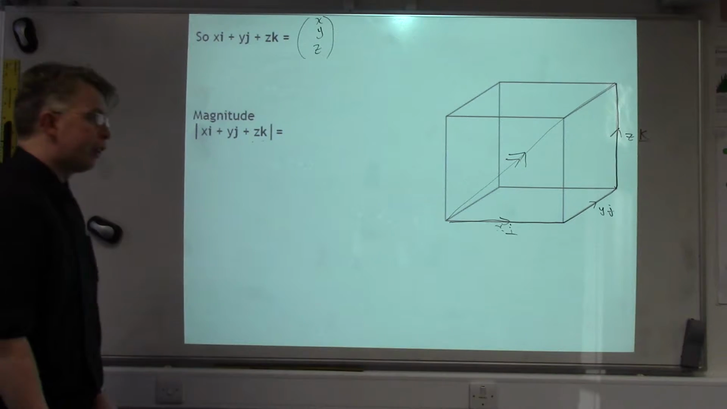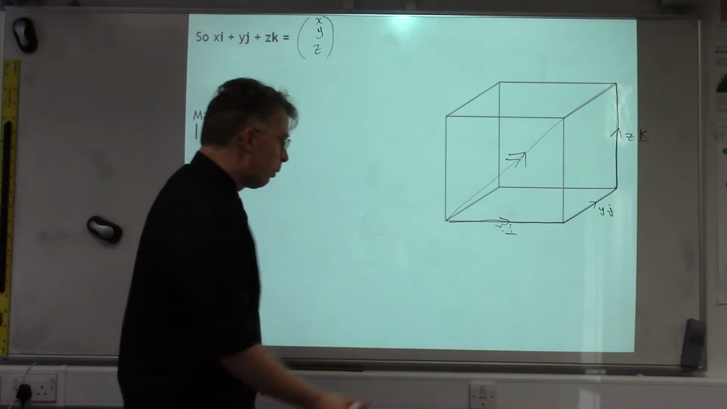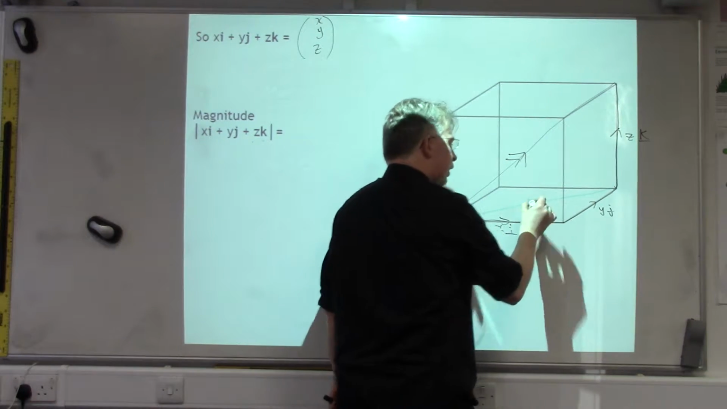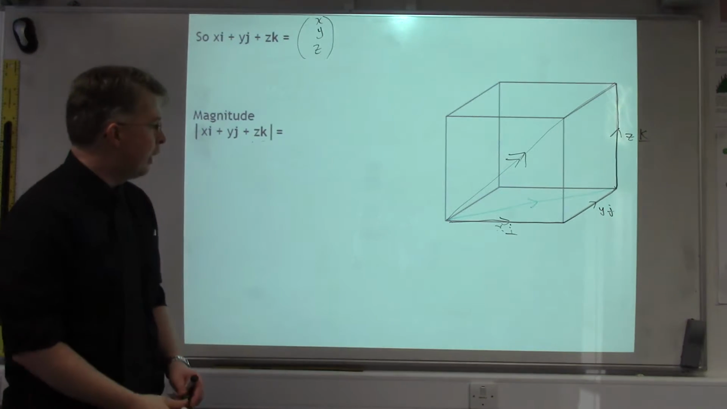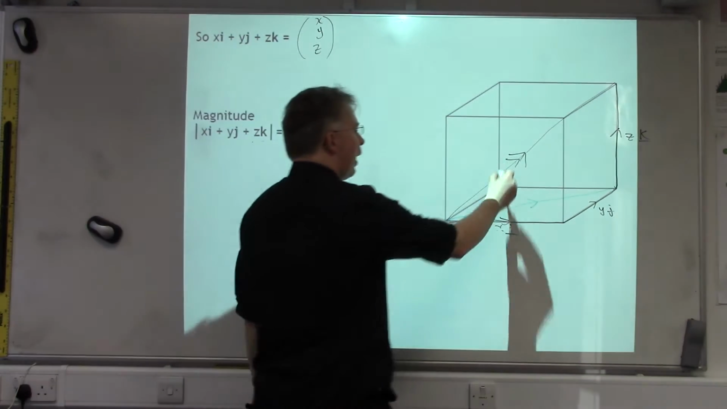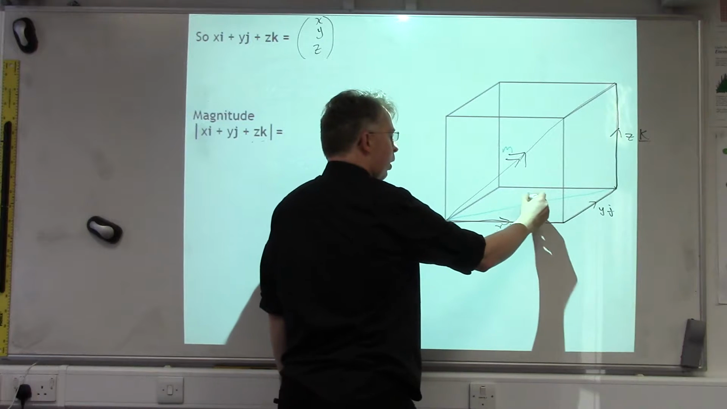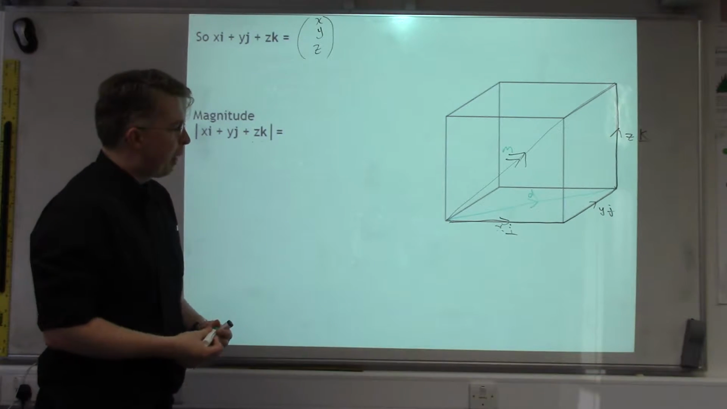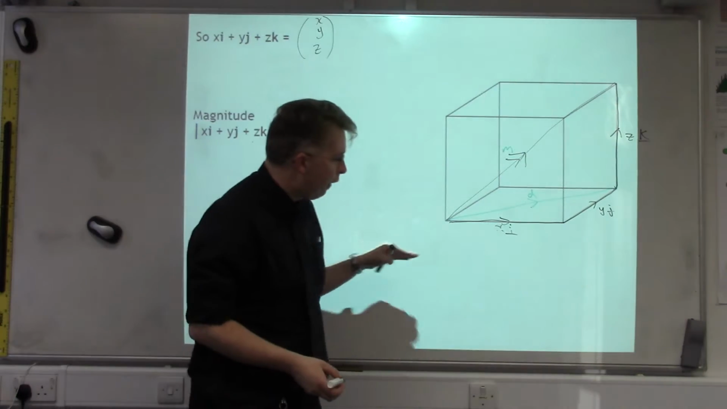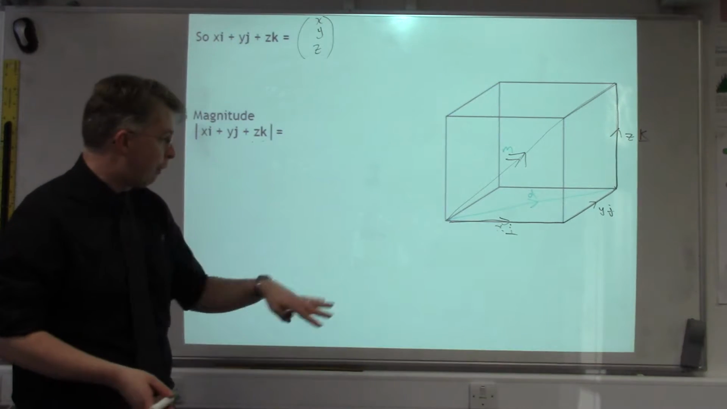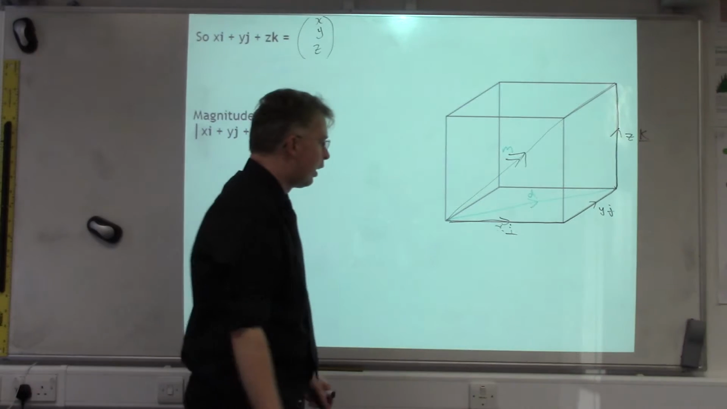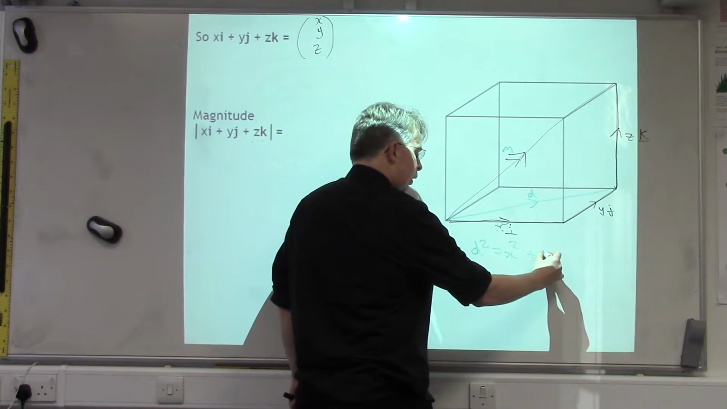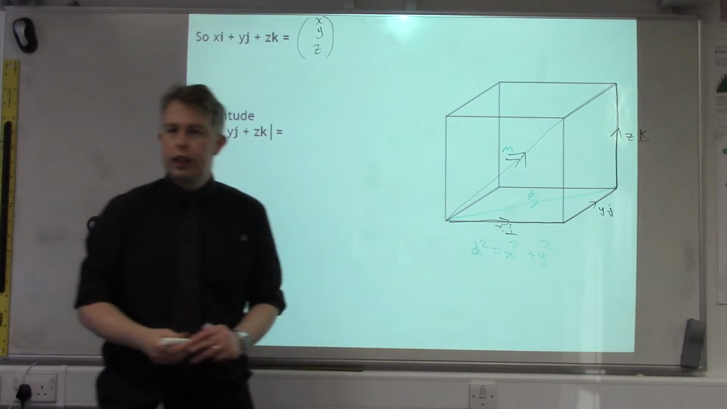Now we have to do this in 2 stages. So 3-dimensional Pythagoras. First we find this length here. So I'm going to call the main one M, and I'm going to call this one D, just to make things simpler. So for the magnitude D, for the bottom diagonal, just dealing with the 2-dimensional plane, I get D squared equals x squared plus y squared.